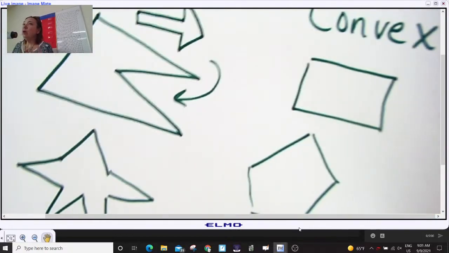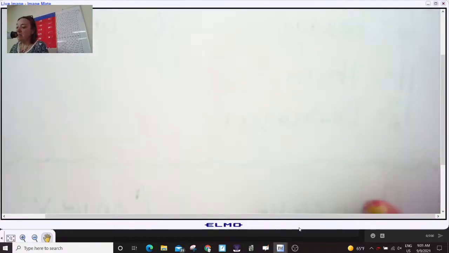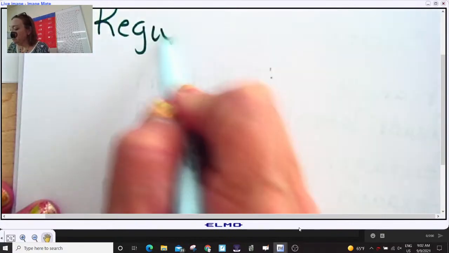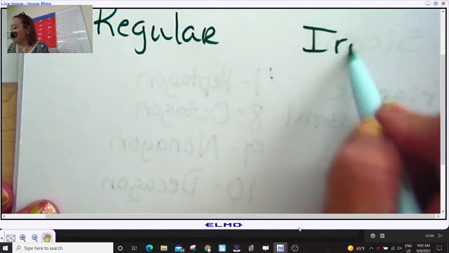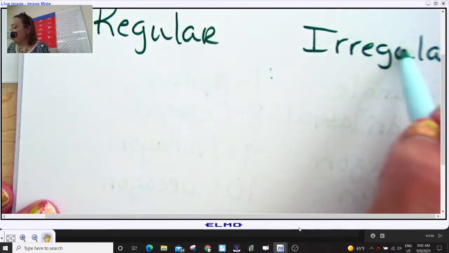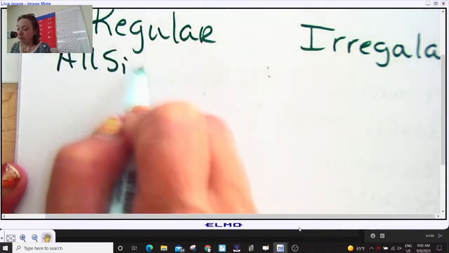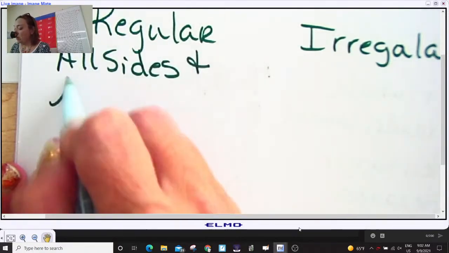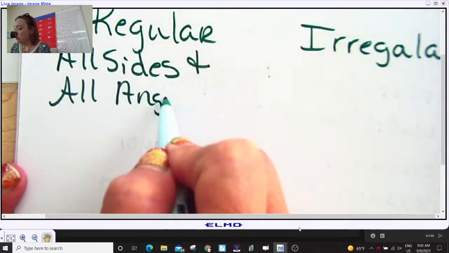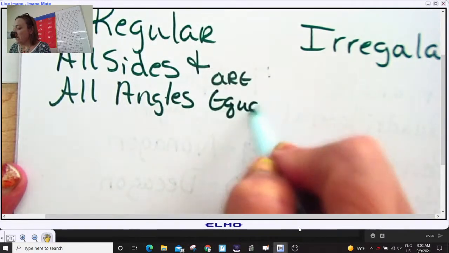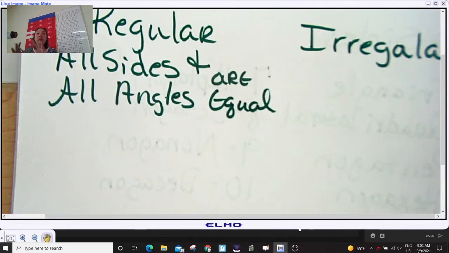Now, there's one more way to describe or to classify polygons based on something about their sides, and that is if they are regular or irregular. Now, regular polygons, all sides and all angles are equal. So all sides, all angles are equal. Think of regular as being the one you think of, right?